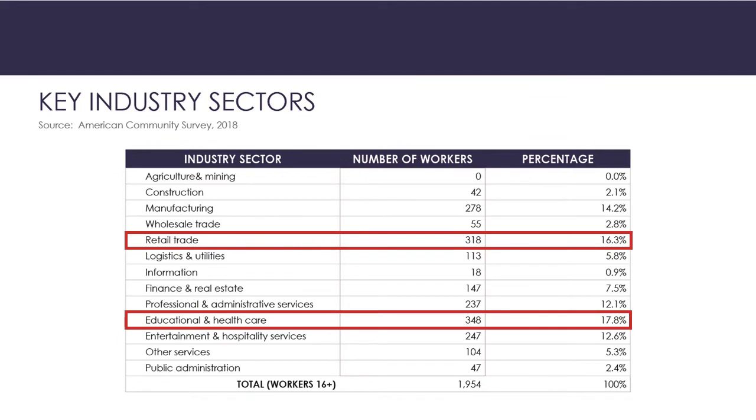The chart on this slide shows the distribution of jobs held by residents of Jamestown broken down by industry sector. Among Jamestown's nearly 2,000 workers, the top industry sectors represented were education and healthcare, along with the retail trade. These were followed closely by jobs in the manufacturing sector, hospitality and entertainment, and professional administrative services.